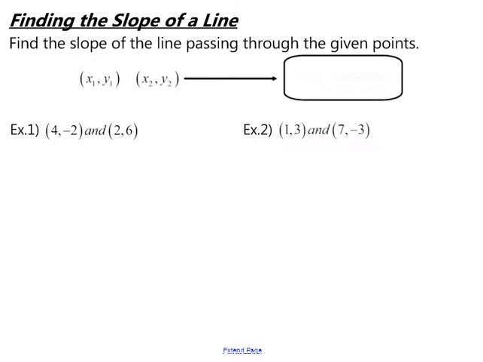Now let's work out a few examples finding the slope of a line. When you're given 2 points from the coordinate plane, x1, y1, and x2, y2, we're going to find the slope by using the following formula. Start off by labeling your points, x1, y1, x2, y2, so that you don't mix up your numbers. So let's start off with y2 minus y1. Our y2, 6, minus our y1, negative 2.